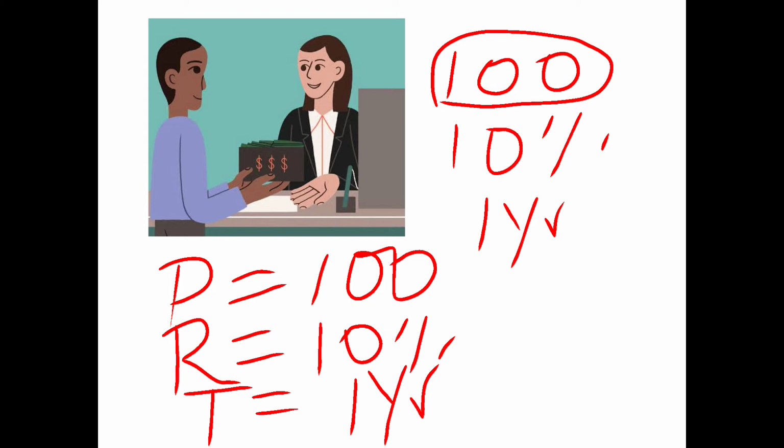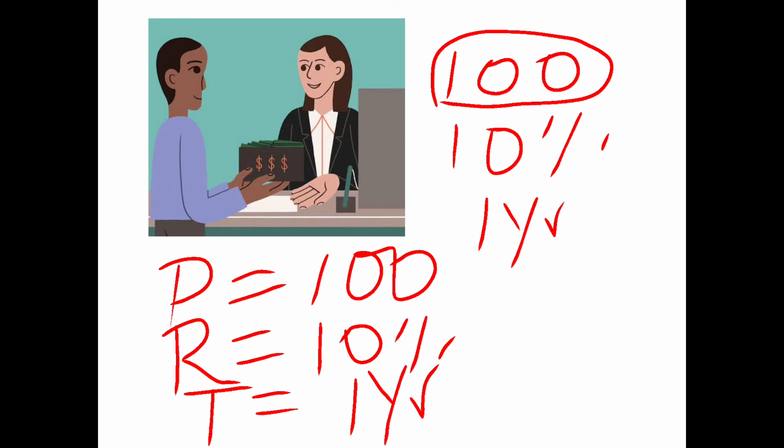How much extra you are paying on top of the amount, that is the simple interest. So you borrowed 100 rupees from the bank, and the bank charged 10 rupees as the interest, and that is for per annum. Per annum means 1 year.